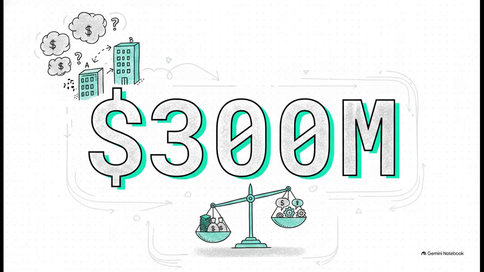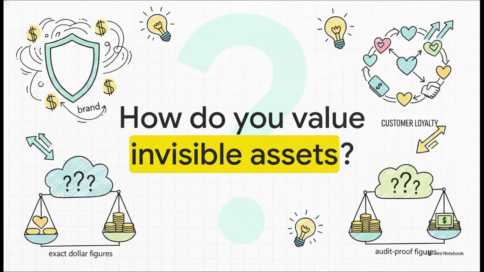Picture this. You've just closed a massive deal, acquired a target company, and boom, you suddenly have to account for $300 million in unrecorded intangibles. That's a staggering number, right? And in the highly regulated world of financial reporting, you can't just leave a figure like that floating in the ether. So, how exactly do you value invisible assets? How do you take something totally abstract, like deep customer loyalty or a wildly powerful brand, and translate that into a hard, audit-proof dollar figure on a balance sheet?